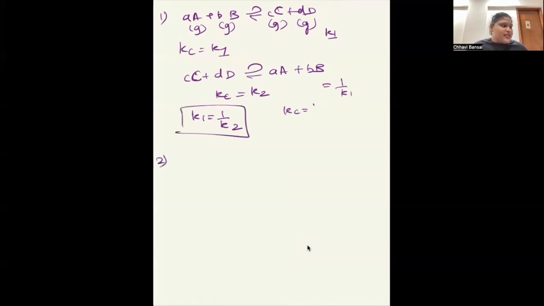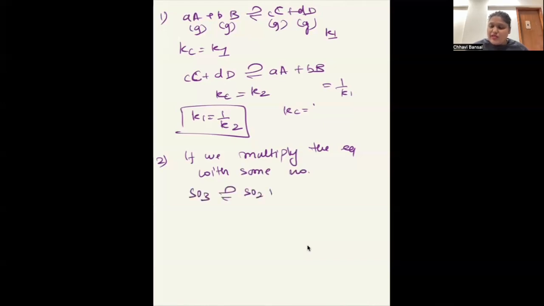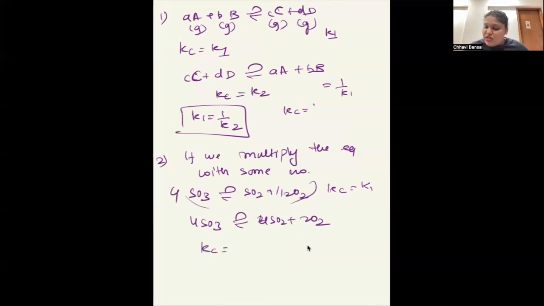Second point is, if we multiply the equation with some number, for example, you are given the reaction SO3 is going to form SO2 plus half O2, and the equilibrium constant is K1. Then what is the equilibrium constant of 4SO3 going to 4SO2 plus 2O2? What we have done is we have just multiplied this whole equation with 4, right? So the Kc value of this reaction is K1 raised to power 4. It will increase in terms of power.